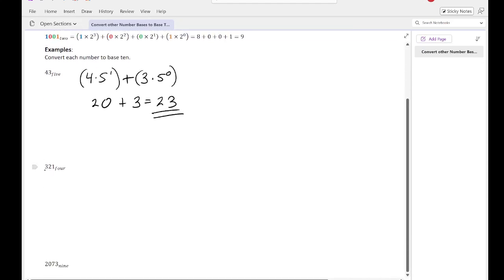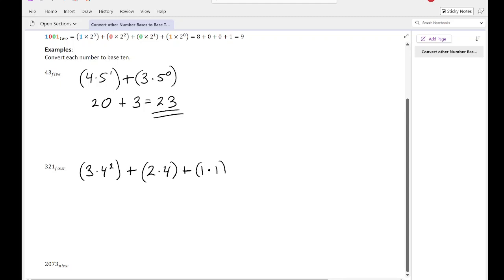Next we have 321 base 4. So I'm going to take the 3, the 2, and the 1 off to the side. Since I'm using base 4, I'm going to multiply them by powers of 4. By this point we know that 4 to the 0 power is 1, so I'm just going to multiply this by 1. And this is going to be times 4 to the first, and this is going to be times 4 to the second.